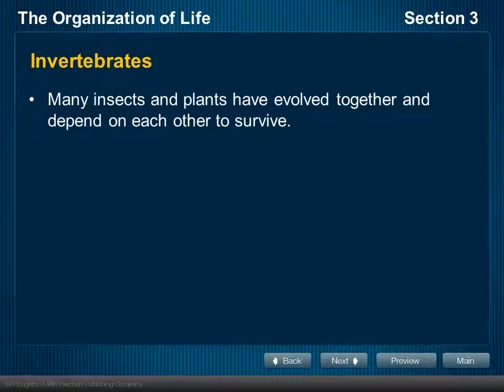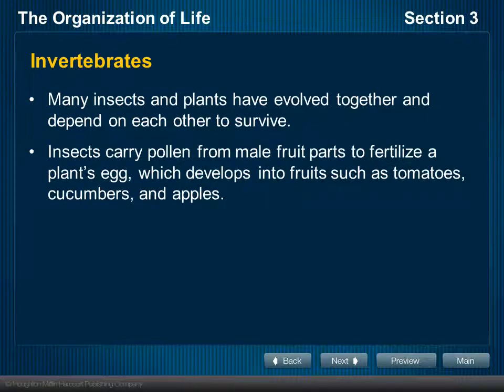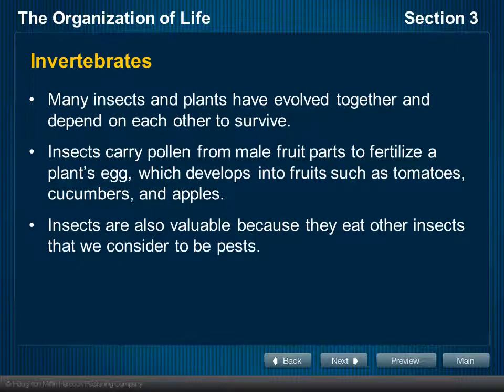And we have these symbiotic relationships that we recognize where insects and plants depend on each other. There are lots of different relationships you can see where they depend on each other to survive. Insects are very important for carrying pollen from male fruit parts to fertilize a plant's eggs. Tomatoes, cucumbers, apples, these would all be examples where you need the insect as the pollinator. And they eat other insects that we consider to be pests.